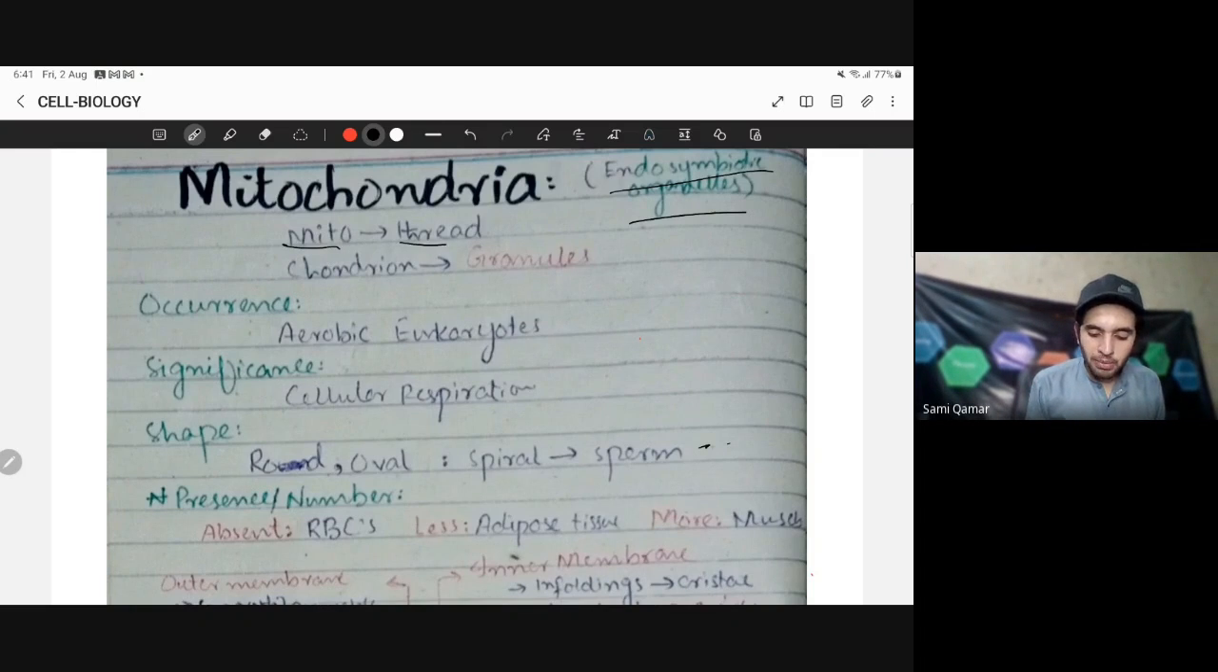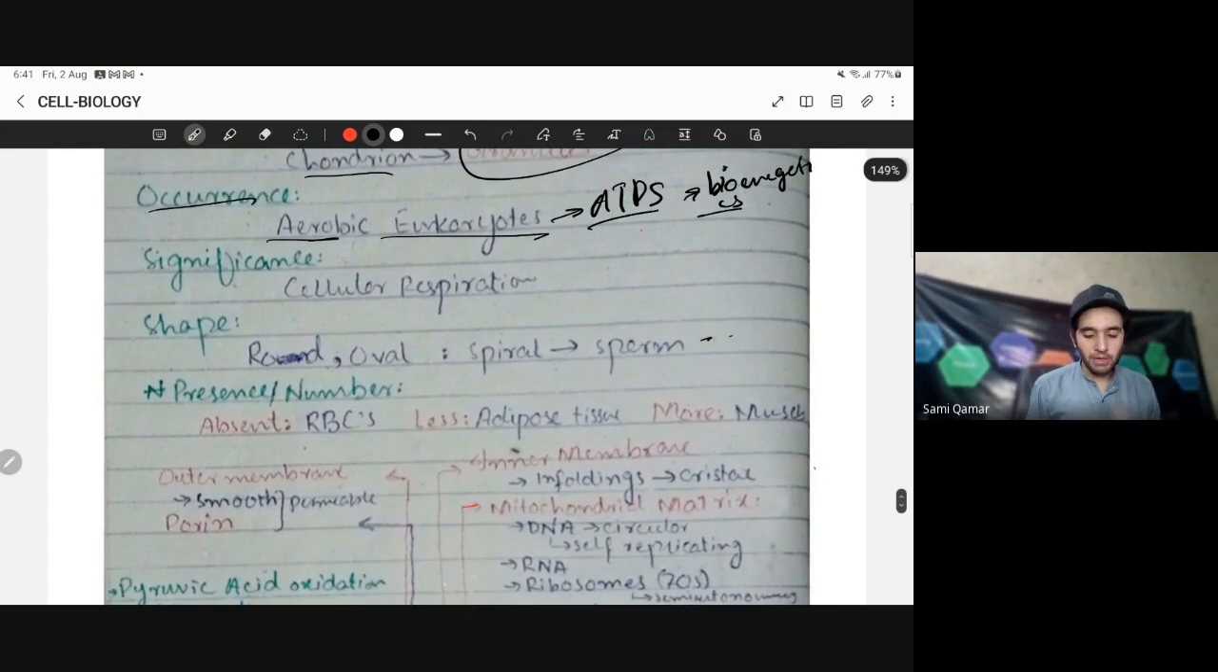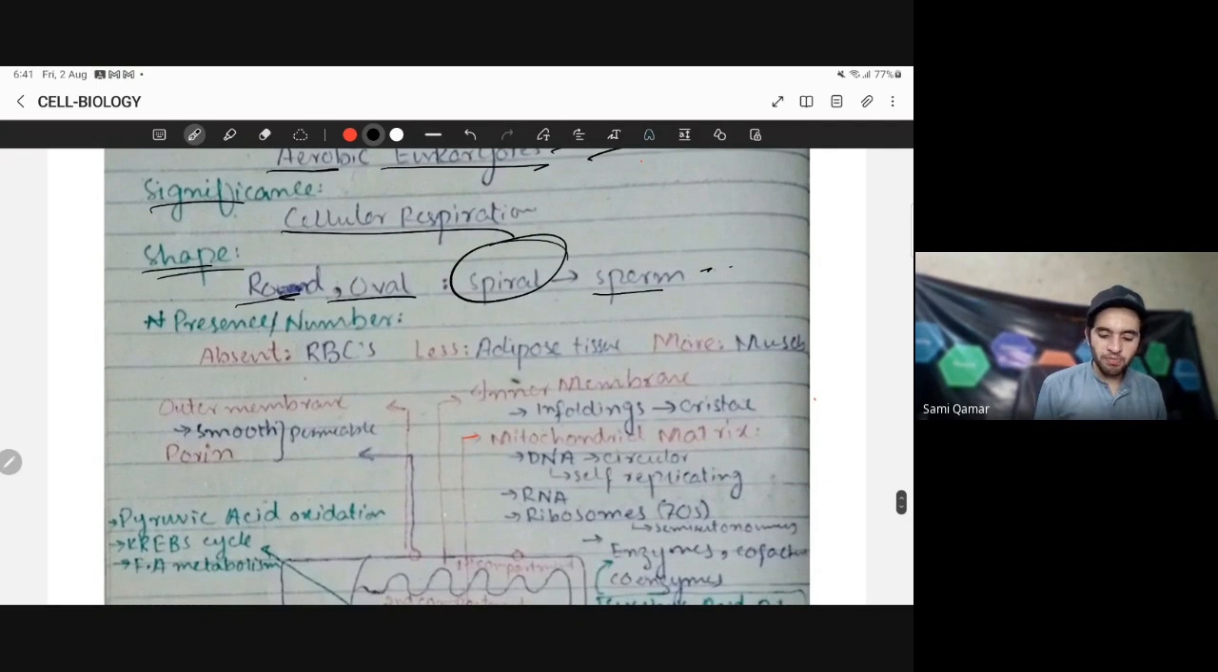Mito means thread, chondrion means granules. Occurrence: it occurs in aerobic eukaryotes because it does aerobic respiration, due to which ATP is formed. We will do it in bioenergetics, so do join that session. Significance: it helps in cellular respiration. Shape: it has a round or oval shape. In sperm, it is spiral in shape.